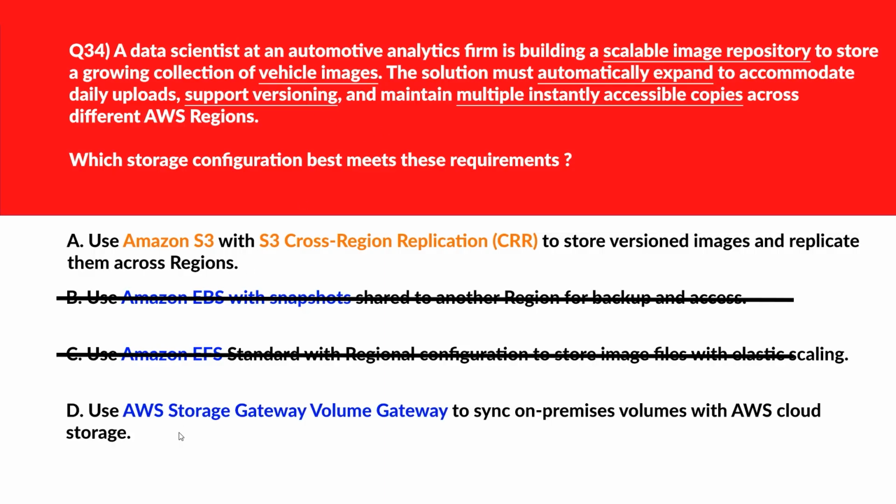D says use Storage Gateway volume gateway to sync on-premises volumes with AWS cloud storage. Volume gateway is designed for hybrid storage, not cloud-native replication and versioning. We'll delete it. We'll lock option E as the right answer.